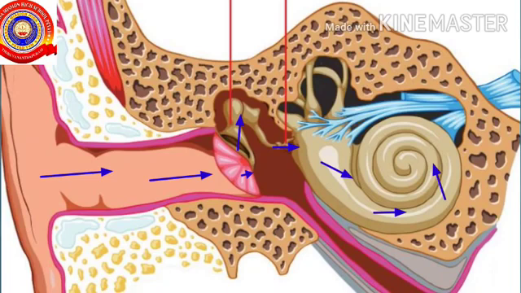This vibration further causes the movement of fluid inside the cochlea. As a result, sensory hair cells of the organ of Corti of the cochlea are stimulated and impulses are formed. These impulses reaches the cerebrum through the auditory nerve, and as a result, hearing is affected.